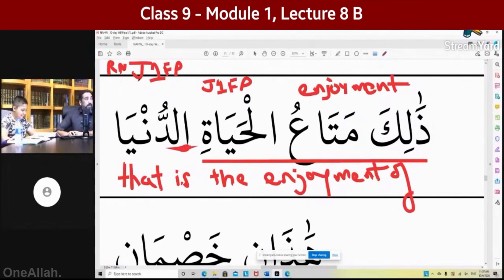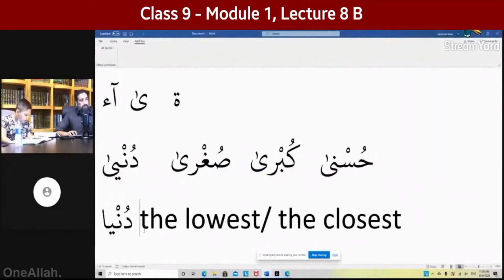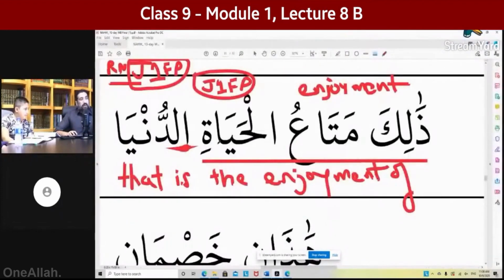Now, rafa, nasab, or jar. Could it be jar? Yes. So it could be this, which means it could match with this, which means these two are the same. If they're the same, what happens? Nouns and adjectives. Right. So the second word is describing the first word. What did ad-dunya mean? The lowest or the closest? Al-hayat means life. Yes. That is the enjoyment of the lowest life. The lowest life.